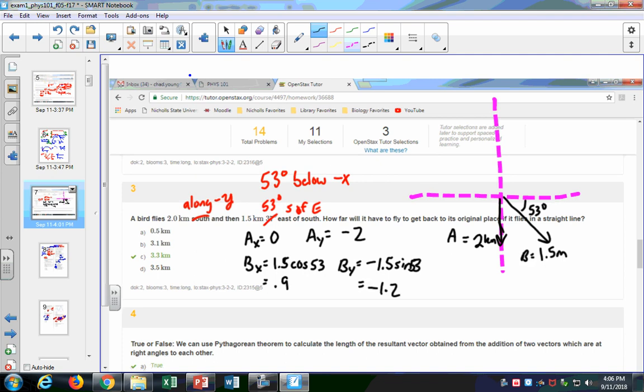That BY is negative because the y component lies along this axis. This is in that fourth quadrant. Yeah, if it was in the third quadrant, y would still be negative. That's why it's so useful to draw your vectors. Then you add up the x components. You add AX and BX. So RX, which is the sum of these, is going to be 0.9. And then RY is the sum of these two, which is minus 3.2.